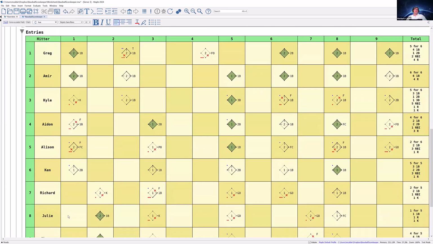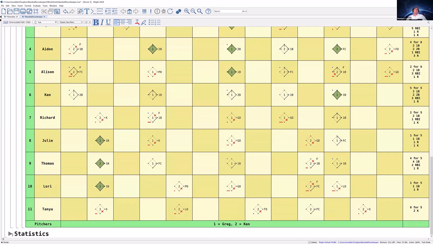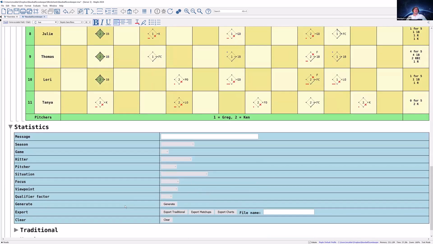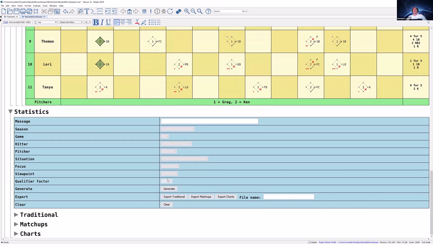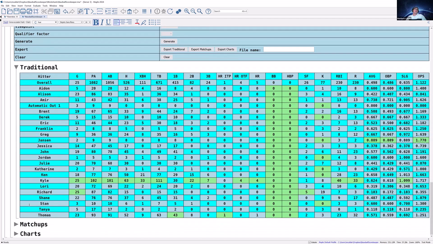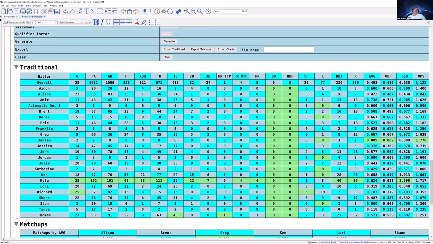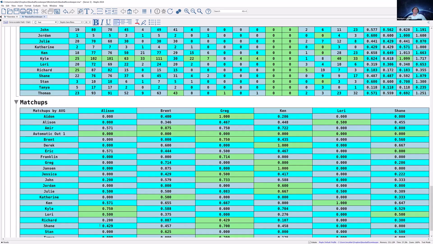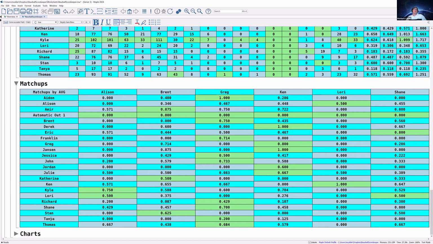And move on to the stats. I do believe it's already loaded, so the overall stats are already loaded. I'll show that. You have a chart with all different statistics. The leaders are highlighted. You can see the matchups, each individual hitter against each individual pitcher. You can see how some hitters will hit much better against certain pitchers.